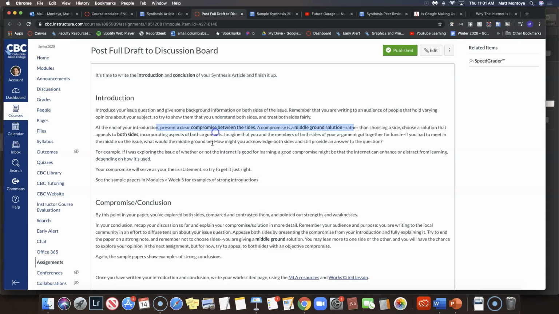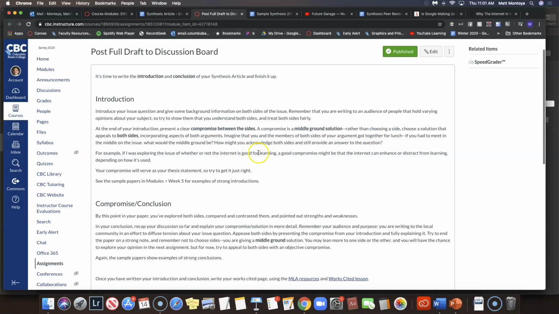So if this was my compromise, right? If I was saying that the internet can enhance or distract from learning depending on how it's used, I'm going to explain that in a paragraph and give closure to the argument. So I'm bringing both sides together by explaining my compromise more fully and why I believe that. And I'm going to use my own reasoning and my own ideas to bring that together, also drawing on the things that we've explored so far. So some of the similarities and differences, we can use those to help us understand what the compromise is.